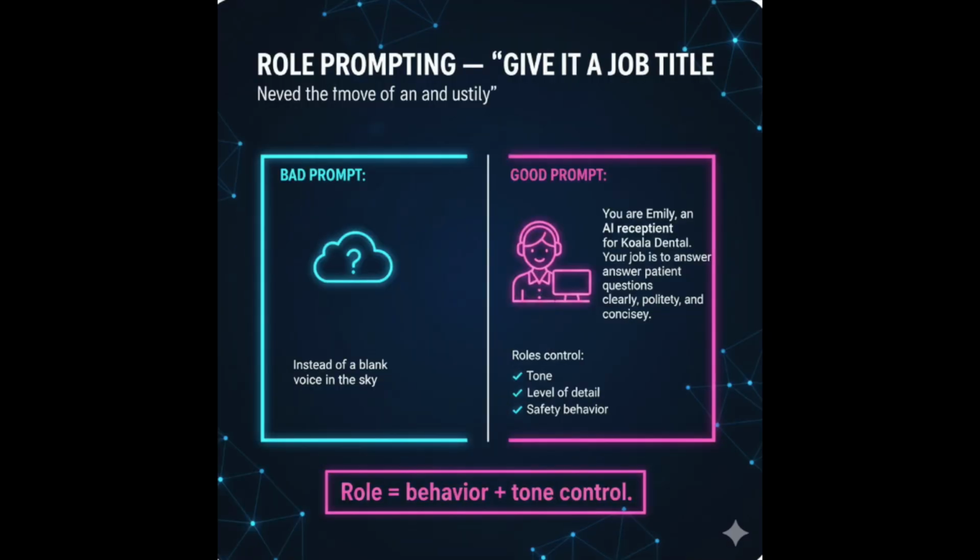Role prompting. Give it a job title. Next, we give the model a role. Instead of a blank voice in the sky, we say, "You are Emily, an AI receptionist for Koala Dental. Your job is to answer patient questions clearly, politely, and concisely." Roles control tone, level of detail, and safety behavior. A model speaking as Emily the receptionist will behave differently than a marketing copywriter or a stand-up comedian. For the exam, remember: role equals behavior and tone control.